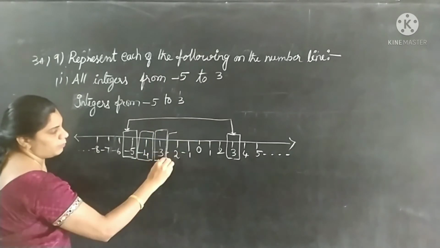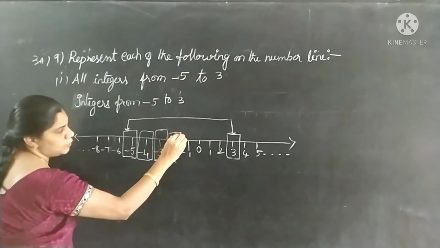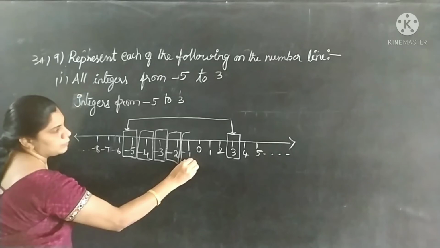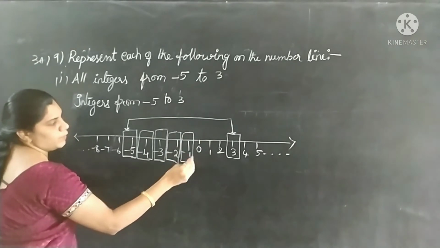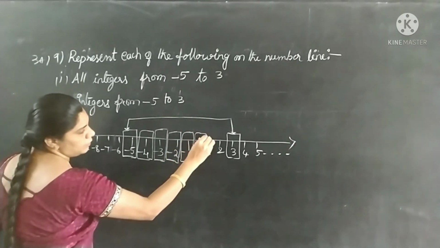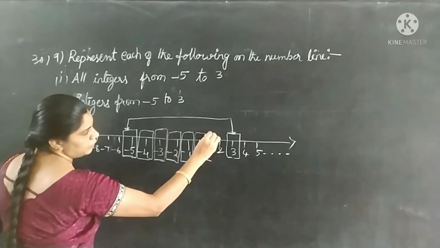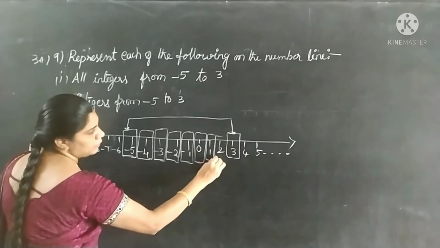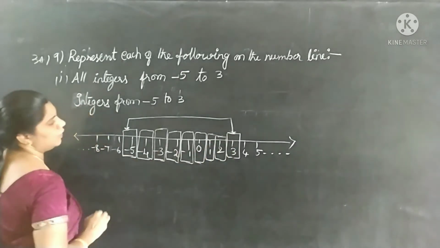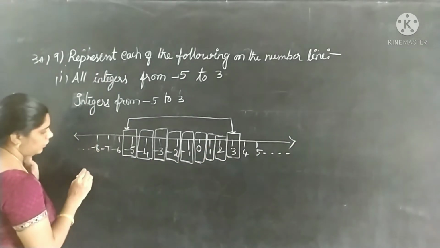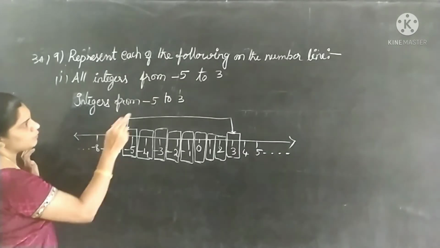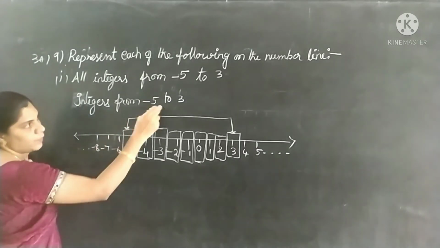-3, and we have -2, -1, 0, and 1, 2. So all the numbers you have to mention here. Write down the integers from -5 to 3 here.